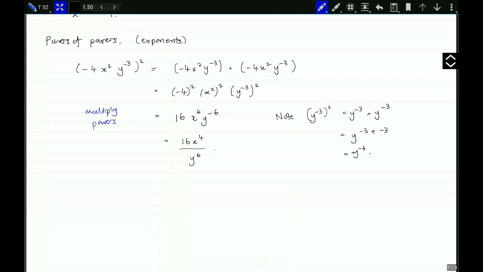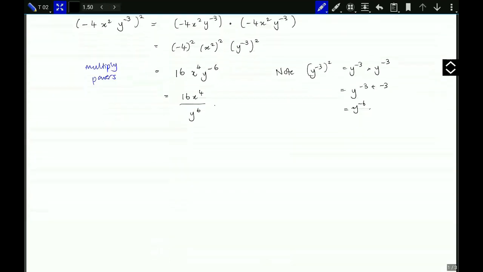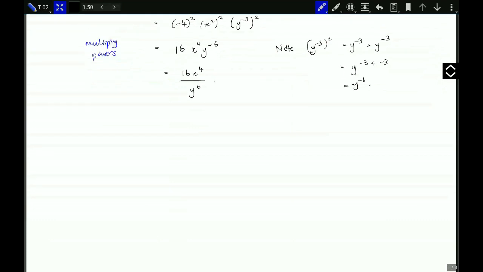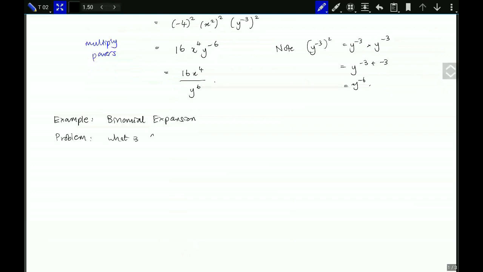So let's give another example of where powers are useful. It's the binomial expansion. So the question we want to answer, so what's the problem? We want to ask, what is a plus b to the n? So let's try, well, we know for small numbers of n.